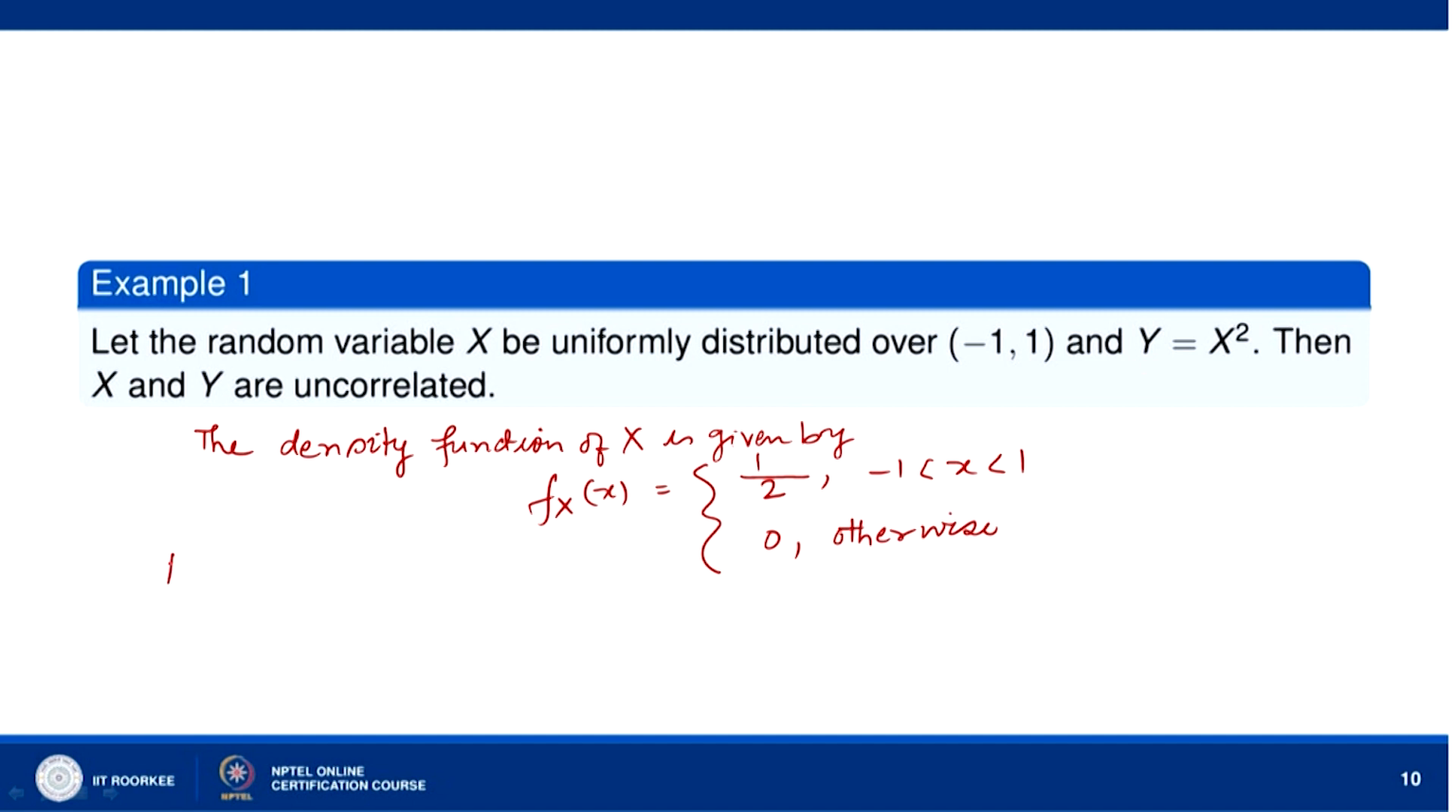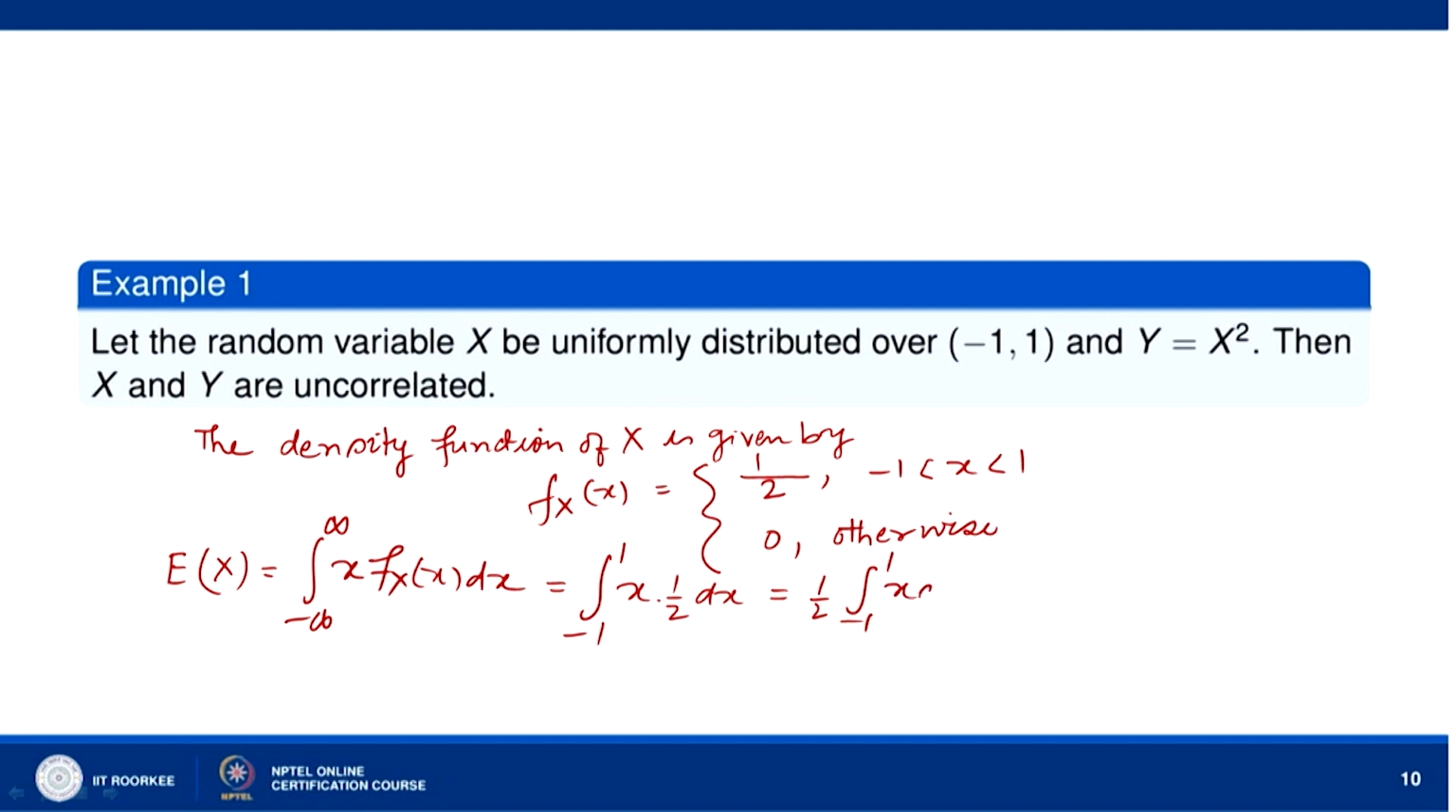Now, we need to find expected value of x. Expected value of x is integral over minus infinity to infinity x into f x dx. Now, it is half over the interval minus 1 to 1. So, this is integral over minus 1 to 1 x into 1 by 2 dx. So, this is half into integral of x, an odd function of x, over minus 1 to 1, which will be equal to 0. So, expected value of x is equal to 0.